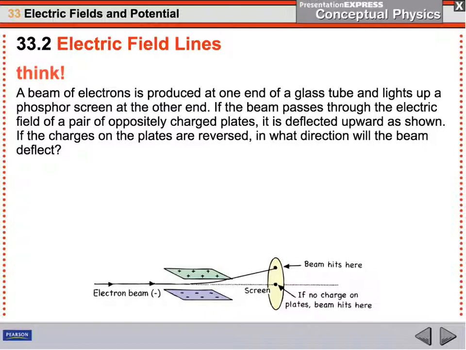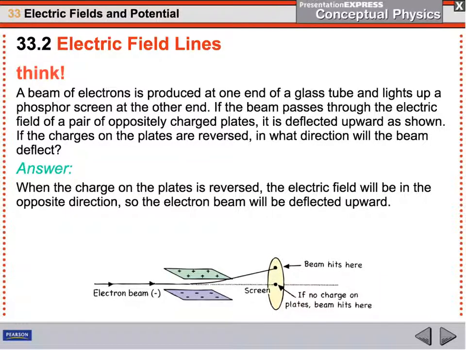If you see this electron beam, it's a negative charge as it goes in, and it's being pulled towards the positive charge, so it bends up and goes this way. So if we flip the charged plates and put the positive one on bottom and the negative one on top, when the charged plates are reversed, the electric field will be in the opposite direction, so the electron beam will be deflected downward.